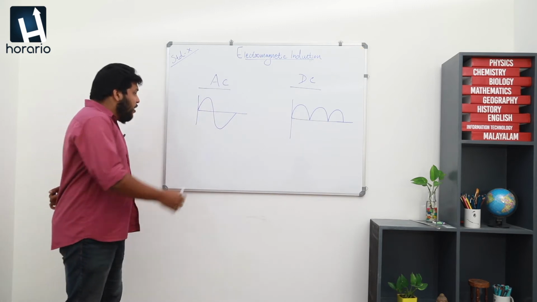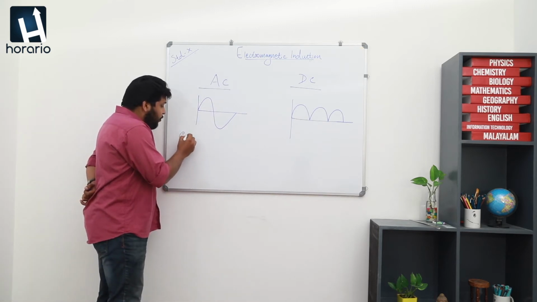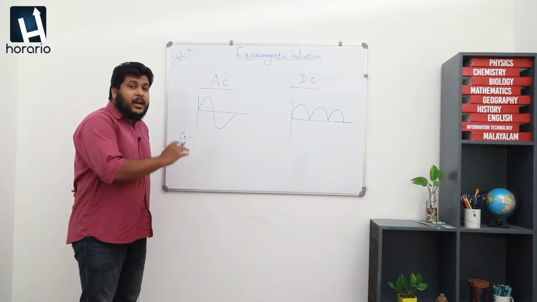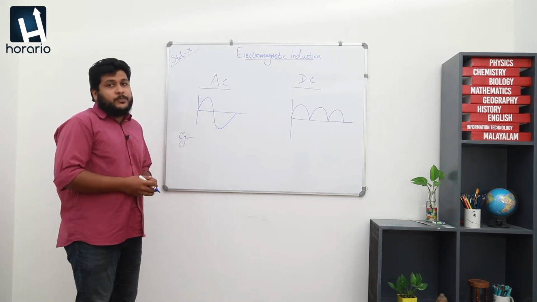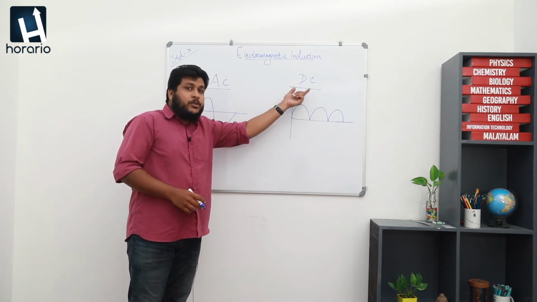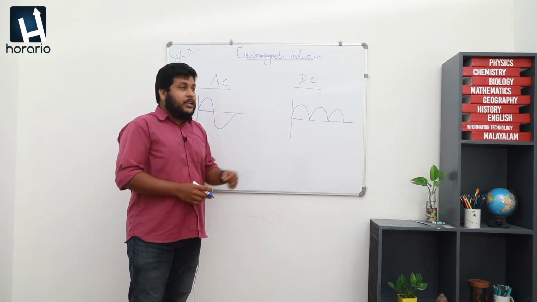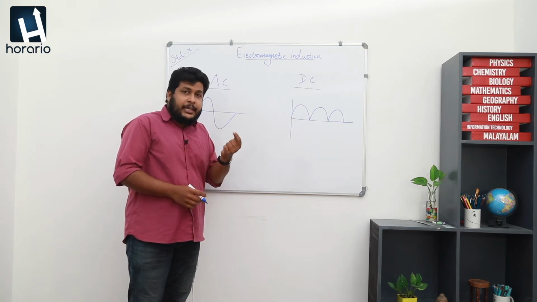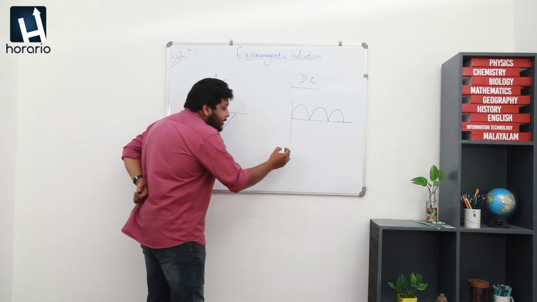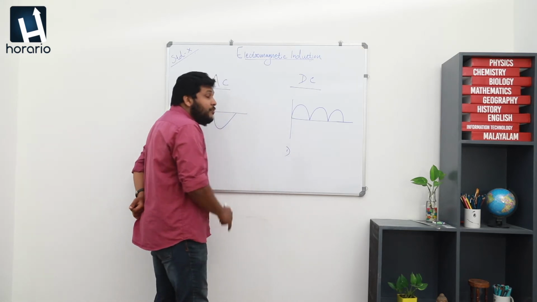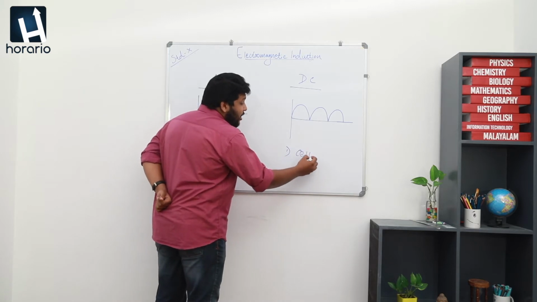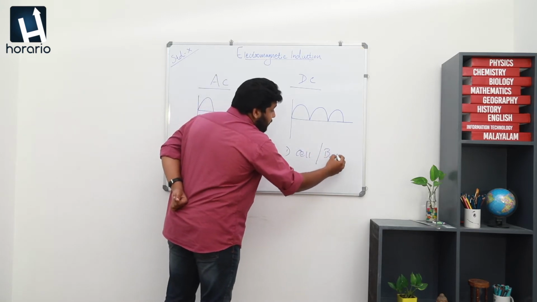Okay. If you are asked to give an example for both direct current and alternating current, what will you do? For direct current, we want an example of an electrical equipment which can produce direct current. The apt example for a direct current producing electrical equipment is a cell or a battery.